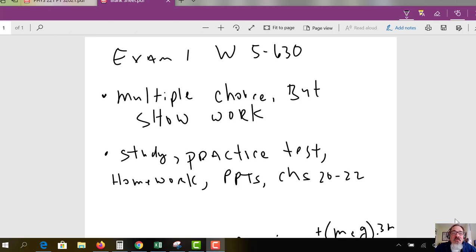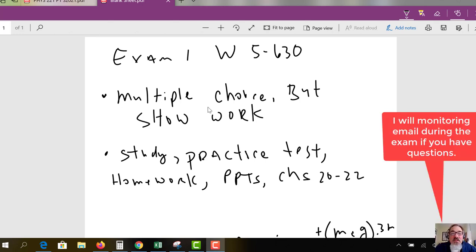So the first exam will be Wednesday from 5 to 6:30. So you'll log into Brightspace, you'll see in the calendar, or you can go to what's called quizzes on Brightspace. You'll see something called Exam 1, so make sure you're there at 5 o'clock and it's available until 6:30. So you've got an hour and a half to do it starting at 5 o'clock, so don't be late.